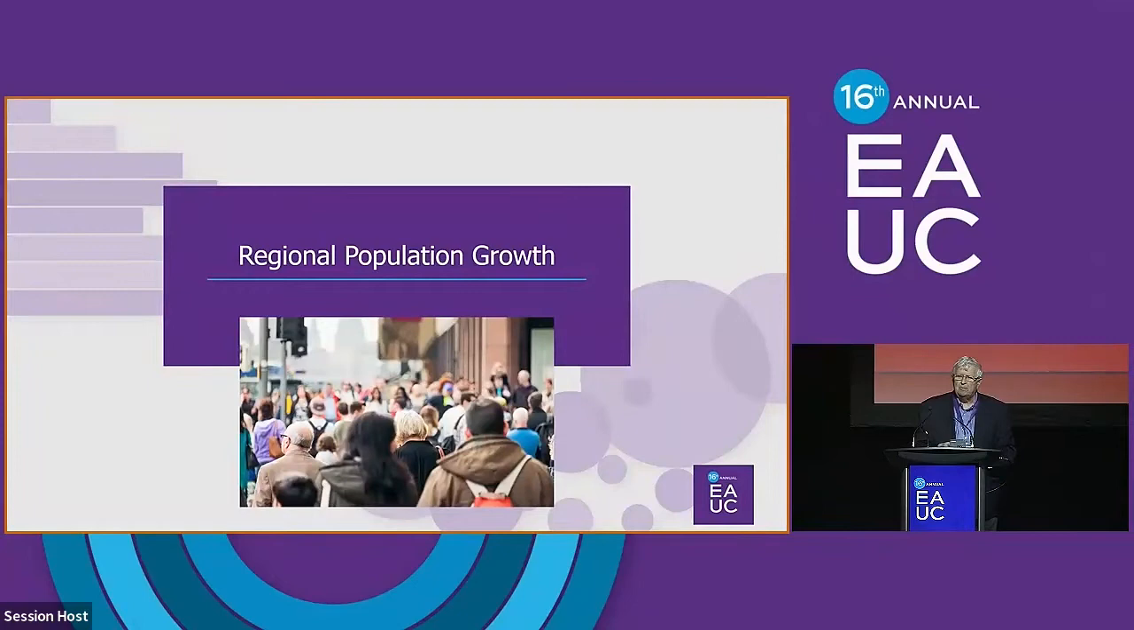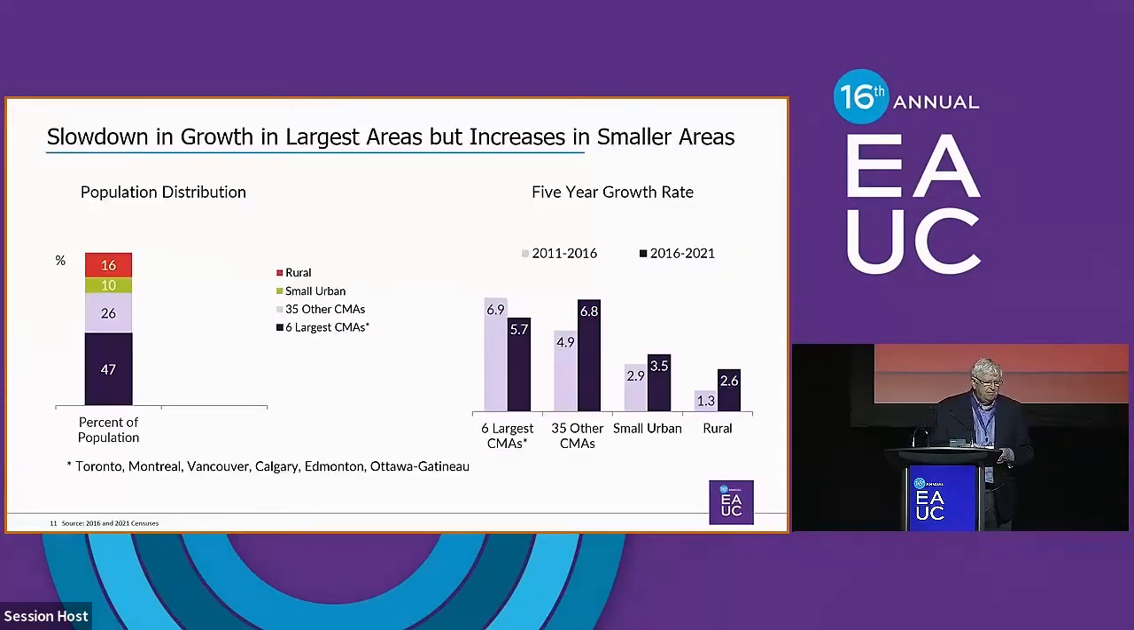Okay, regional population growth. There has been a change in the regional pattern of growth across the country. What's happened is the large CMAs, the 6 largest CMAs with over 1 million population, have actually pulled back in terms of their growth rate a little bit, and other parts of the country, other CMAs, smaller urban areas, and even the rural parts of the country have increased their growth. That growth in rural areas is probably on the periphery of the large urban areas, not remote rural areas.